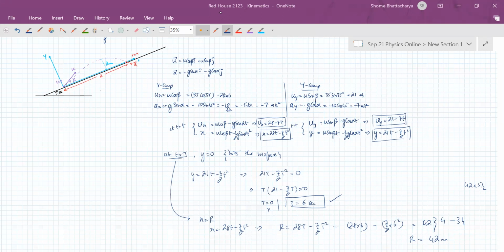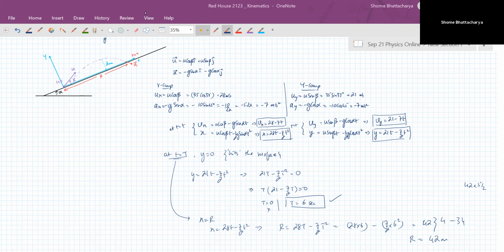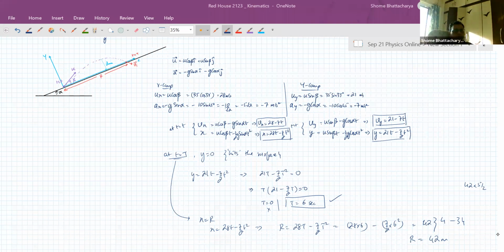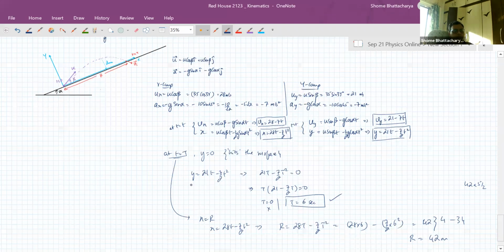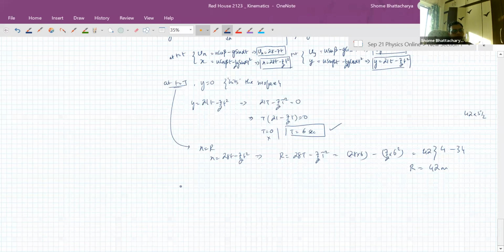Okay, so hope you've checked the calculation for this R, this range, it's coming correct, right? Now moving on to the calculation of the impact velocity and also the maximum distance from the inclined plane. So you can see that again at t equal to capital T, which we worked out to be 6 seconds, the velocity is the impact velocity.